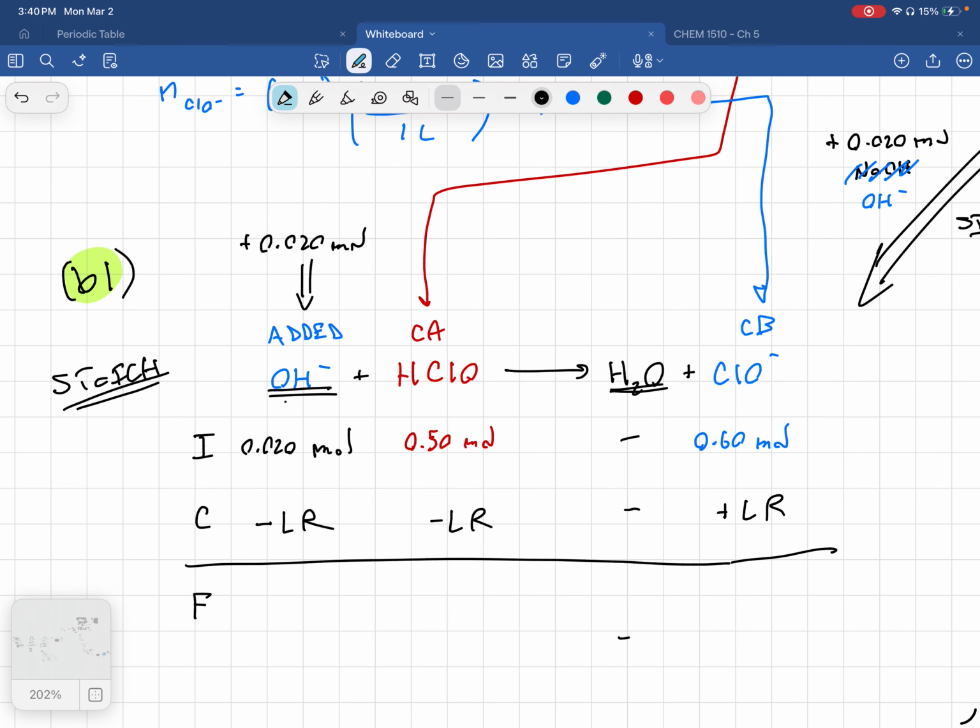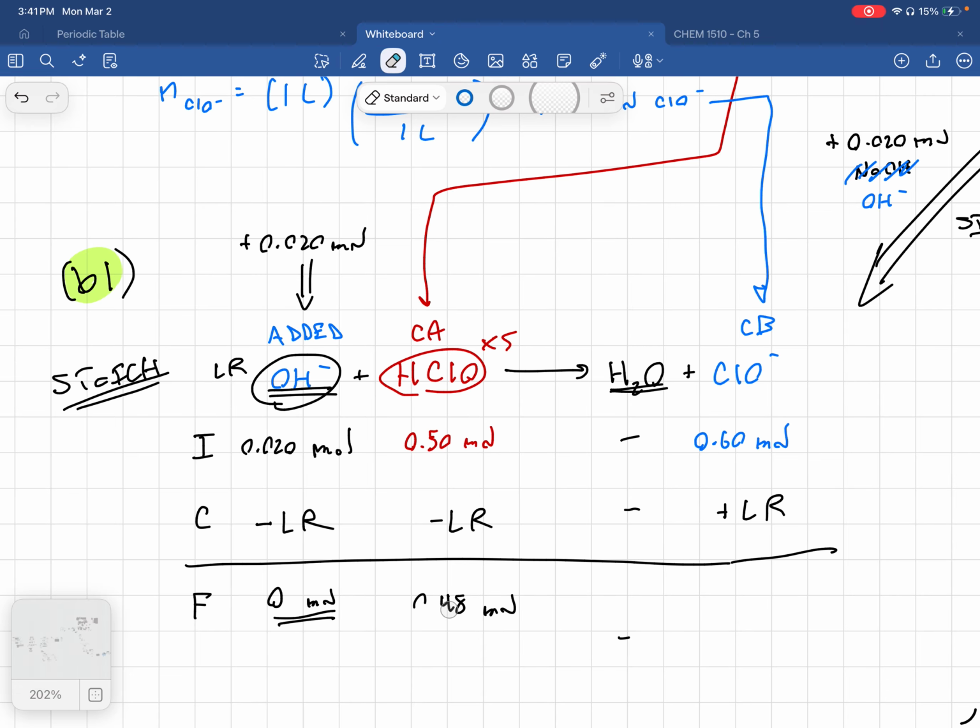And so looking at these two things, since this is a 1-to-1 reaction, we should be able to quickly see here that this is the limiting reactant and this is the excess reagent, right? So if we subtract the amount of limiting reactant from both reactants, this is automatically going to be 0, meaning all of the added OH minus gets consumed by the HClO. The amount of HClO in moles is going to go down by the amount of OH minus that it consumed. So 0.50 minus 0.020 leaves us with 0.48 moles of acid left over at the end.